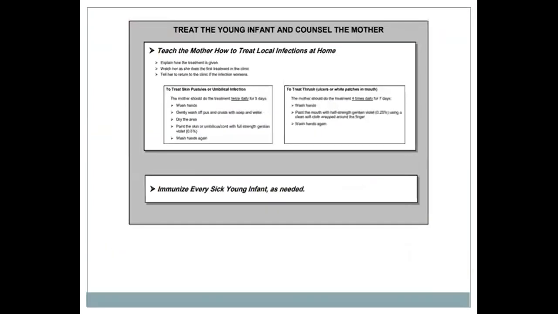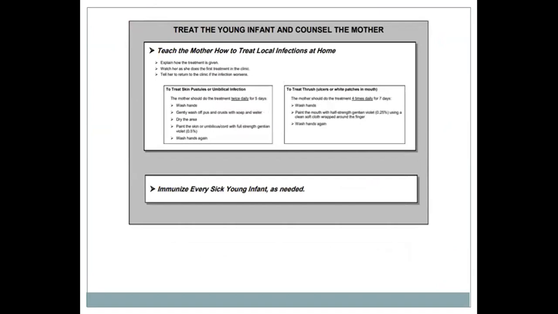Treat the young infant and counsel the mother. Teach the mother how to treat local infection at home, for example to treat skin pustules or umbilicus, the mother treats twice daily for 5 days. Wash hands gently. Wash off the pus. Dry the area. Paint the skin or umbilicus with full strength gentian violet lotion. Wash hands again.